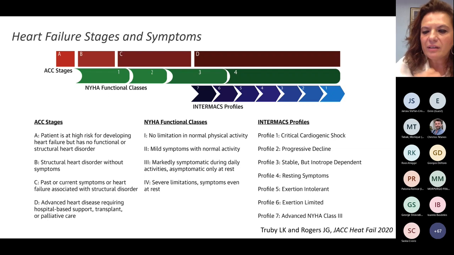The first one that requires the presentation of symptoms is the New York Heart Association functional class. Other stages that describe the condition of the patients we are going to deal with is stage D of the advanced heart disease, which requires hospital-based support, palliative care, transplant, ventricular assist devices. And the profiles, according to INTERMACS, a registry that deals with the presentation of the patients and what we have to do for them, range from patients in critical cardiogenic shock to patients in advanced New York Heart Association class.